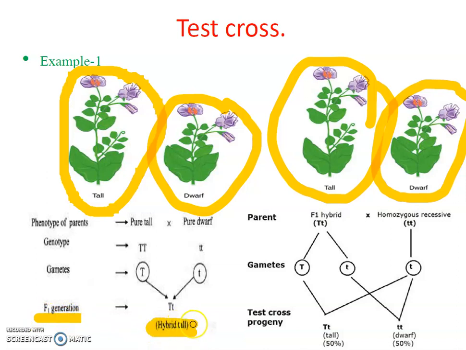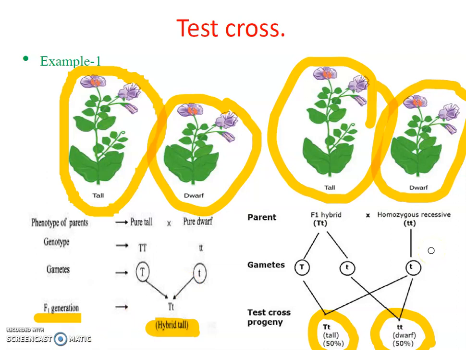All the new plants become tall, 100% tall. While if the tall plant is hybrid and crossed with the recessive small t, two types of gametes form. Here a single type, and when they are crossed there is a 50% chance of tall plant and 50% chance of dwarf plant. Here only 100% are tall plants, because this T is the only one type of gamete formed.